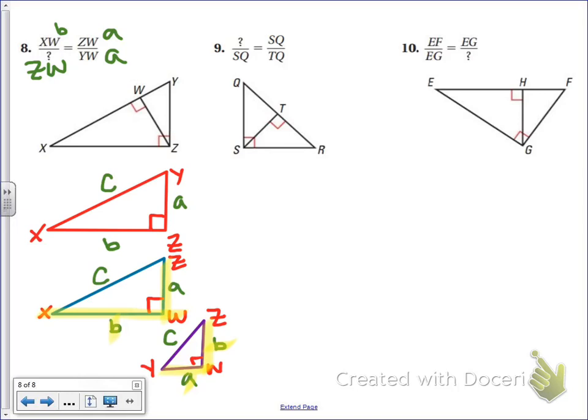And I usually do that by picking the side lengths so that the shorter legs are always A, the longer legs are always B, and the hypotenuse is always C. And I just do that to make it easier for me. You can label whatever you want, but I just label it that way to make it simpler on me.